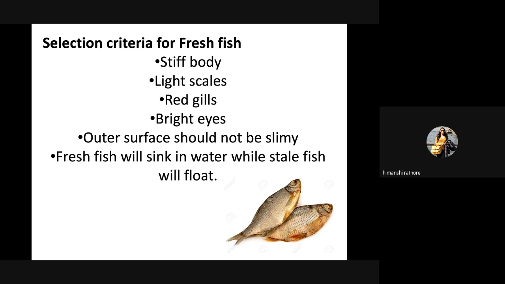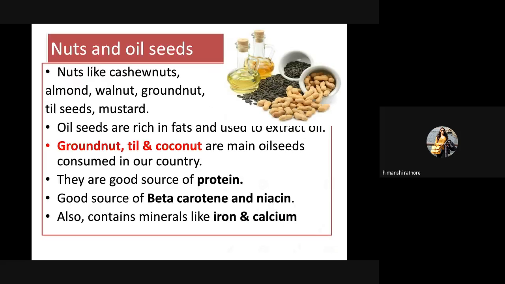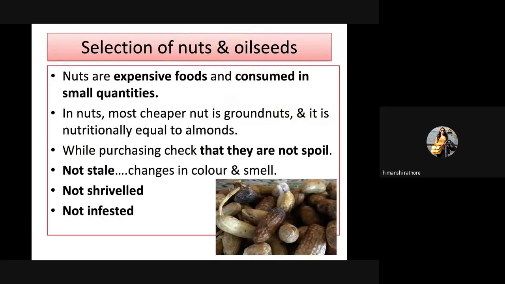After that, we talked about nuts and oil seeds. We talked about different seeds and how we use them to extract the oil. And in India, we use majorly groundnut, sesame, and coconut oil as the main oil for cooking. And what nutrients they provide us, and how we have to select the nuts and oil seeds.